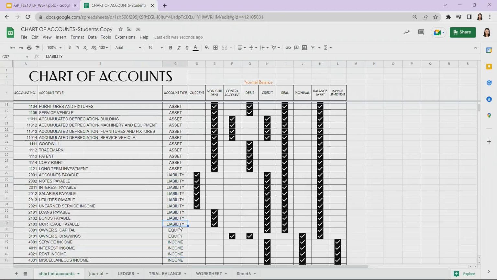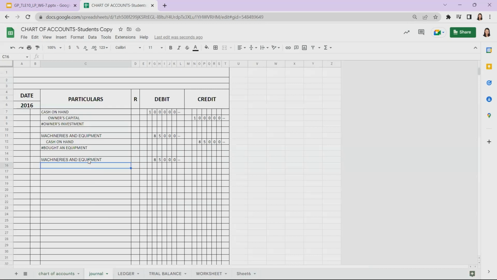These are some of the liability accounts. The proper account title that we must use is accounts payable, because it is not stated in the business transaction that you provided a promissory note. If you have provided a promissory note, then we will use notes payable. Now, since wala namang promissory note, accounts payable, meaning it is just a mere promise to pay, we're going to use accounts payable. It is on the credit side.